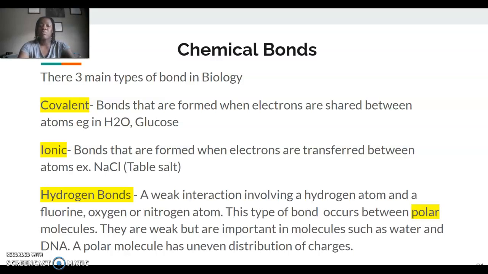This type of bond occurs between polar molecules. So it happens even within water because within water you have your hydrogen and you have your oxygen. So you can have hydrogen bonds within water. They're very weak interactions, but they're very, very important. And they're interactions that we are going to see throughout this course, especially when we talk about DNA and things like that, right? And polar just means that a molecule has an uneven distribution of charges. So you might find one end is positive and another end of that molecule is more negative. So the charges are not evenly distributed.